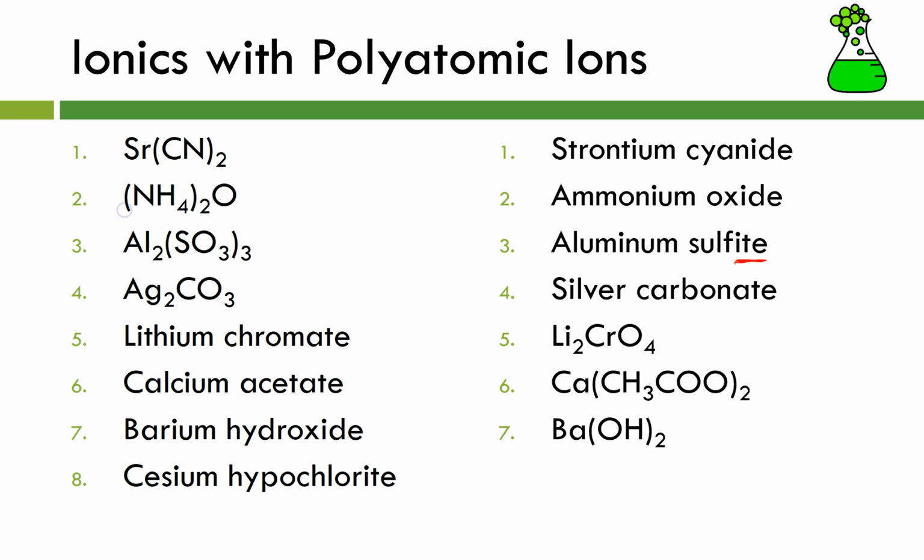Barium hydroxide. Make sure you've got the parentheses around OH. I see a lot of students just write this. It looks very similar, but it's not the same. This is saying barium, oxygen, and 2 hydrogens, and what you really want to communicate is barium and 2 hydroxides, so that's not okay. Make sure you've got parentheses. And finally, cesium hypochlorite is CsClO.